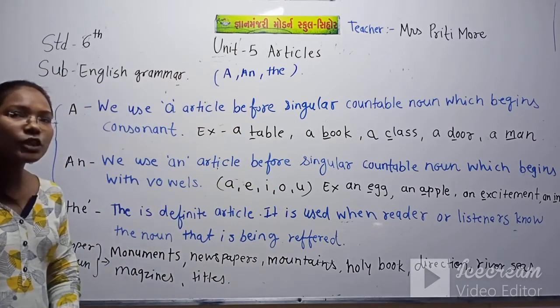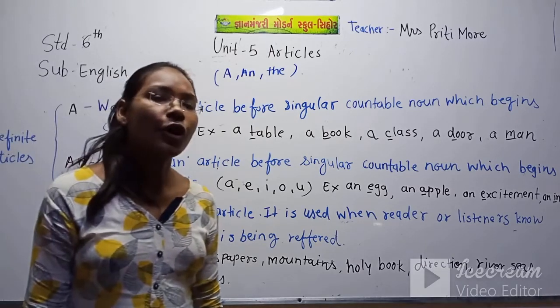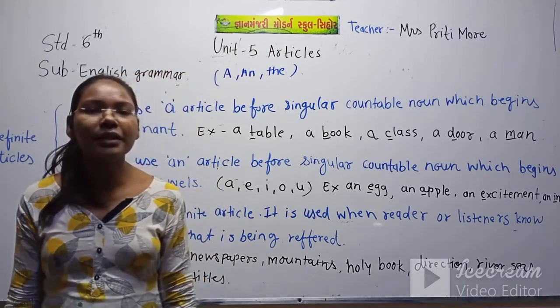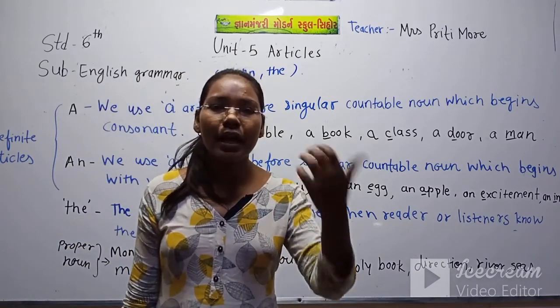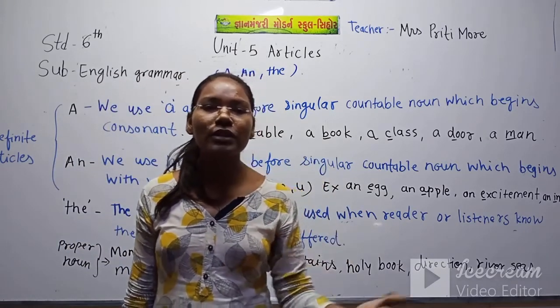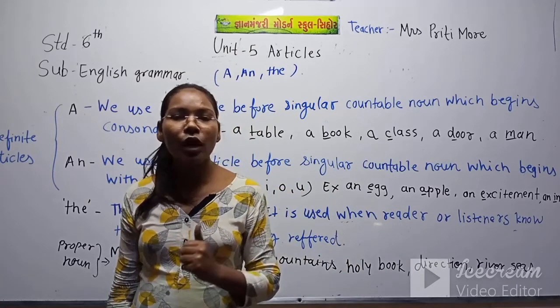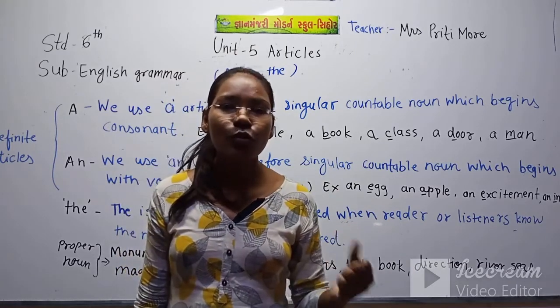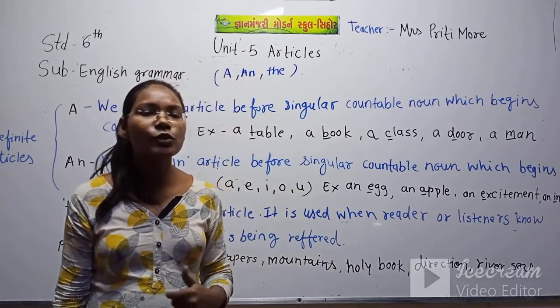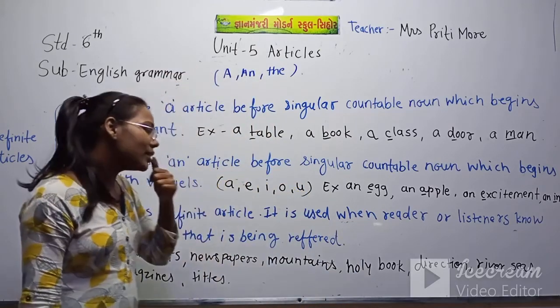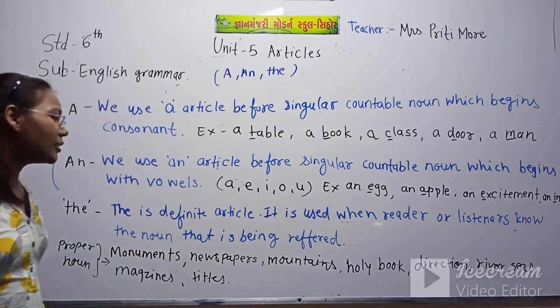Now, where can we use the article? We know when to use the: when the listener and the reader, that means I and you, both know about the thing, or the place, and we are familiar with it. That time we use the, and the is the definite article.